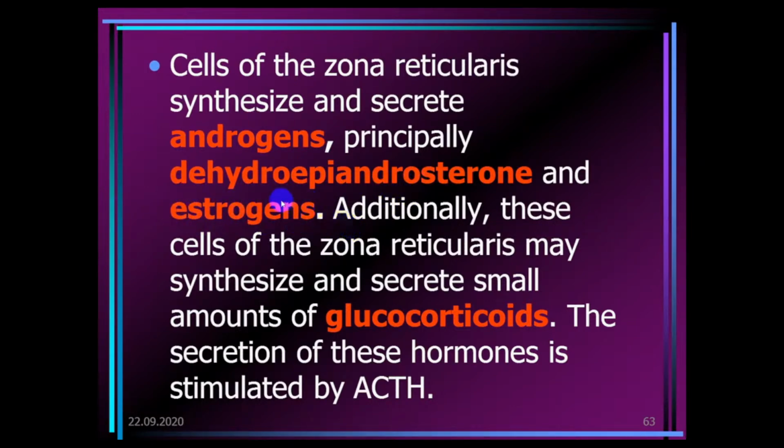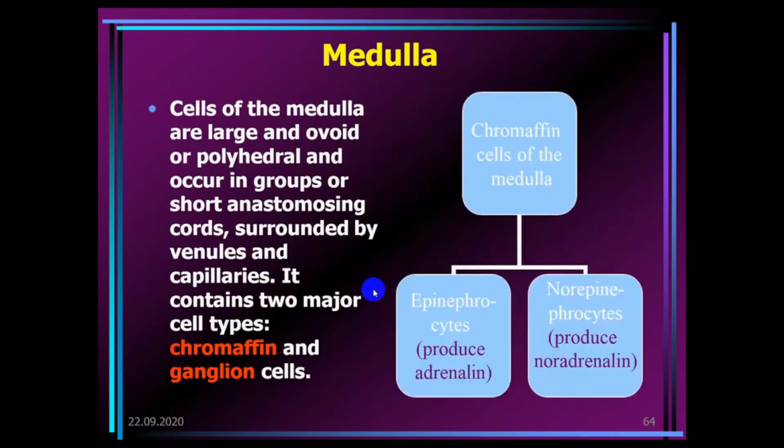But it is very interesting that the zona reticularis secretes hormones of the opposite sex. In women, they secrete androgens, and in men, the zone secretes estrogens. These cells can also synthesize a small amount of glucocorticoids, but it is not critical. The production of these hormones is not controlled by adrenocorticotropic hormone.